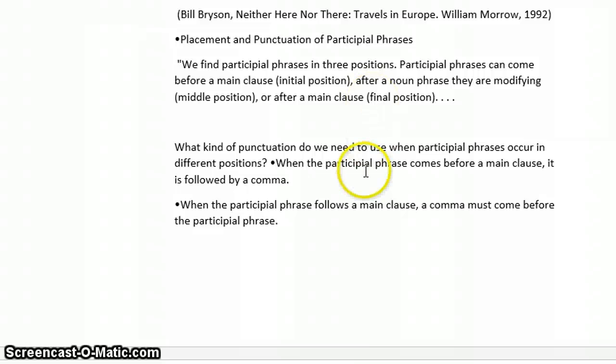So when it comes before a main clause, it's followed by a comma. When it follows the main clause, a comma must come before the participial phrase. And then when it occurs in the middle of the sentence, we use two commas. We set it off from the noun that it's modifying all the way to the continuation and finishing of the sentence.